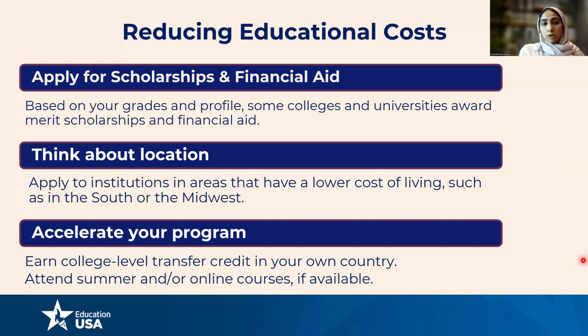Then you can also think about accelerating your program. So for example, I graduated in 3 years instead of 4, so I saved 1 year's worth of money. I did that because I got my A2 credits transferred, and then I took extra classes throughout my 3 years at college and was able to earn enough credits to graduate a year early. So you can also definitely do that if you're looking into saving money.